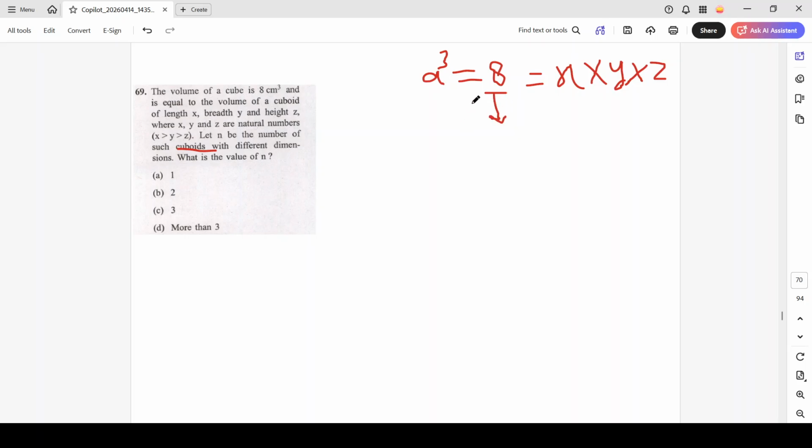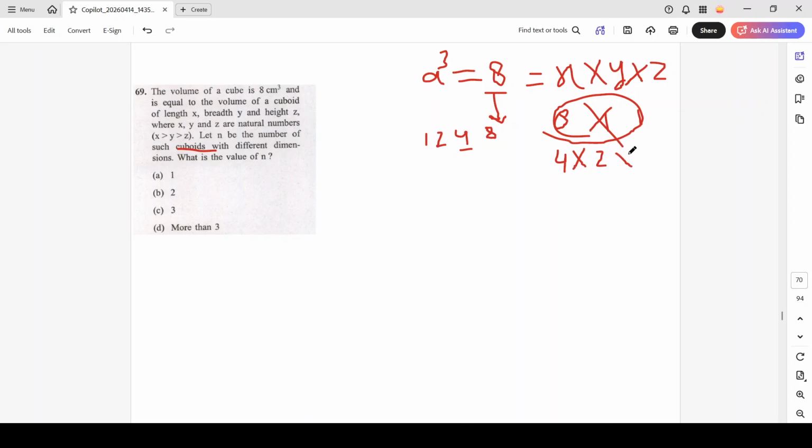So first of all, we can find the factors of 8. That is 1, 2, 4, 8. So how many values are possible? If we take x as 8, then what will be the values of y and z? 1 and 1. That is not possible because x is greater than y. So this is not possible. If we take x as 4, then what are the other possibilities? We can't take 8 as y because x is greater than y. We can take 2.